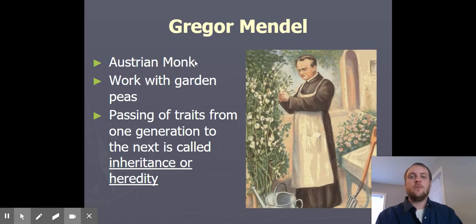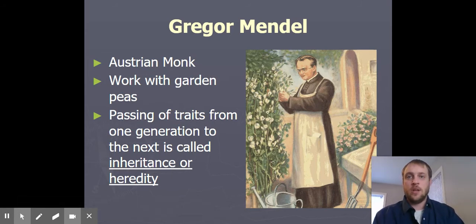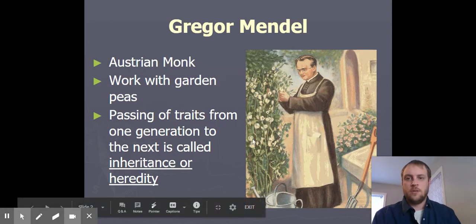Now, Gregor Mendel was an Austrian monk who liked to garden. Specifically, he liked to work with pea plants in the garden. And while he was working with these peas, he noticed that there was a trend in which genes got passed down to future generations. And that trend is called inheritance or heredity. So when you are inheriting a trait, it just means that you're getting your genes, you're getting your traits from your parent generation or from previous generations.